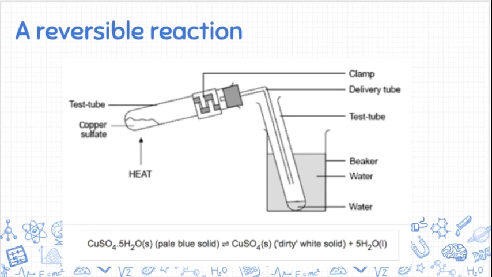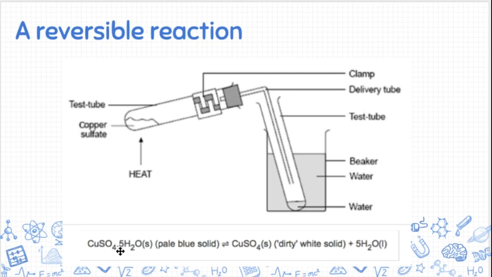So let's have a look at this reaction here. You're going to get a chance to do this in class if you want to. Basically, you're going to put blue copper sulfate into a test tube and clamp it. You're going to need a Bunsen burner. As you heat that blue copper sulfate, it is going to drive off the water because the copper sulfate, when it's blue, is hydrated. In other words, it's got 5 water molecules.